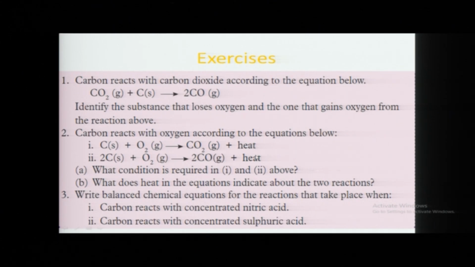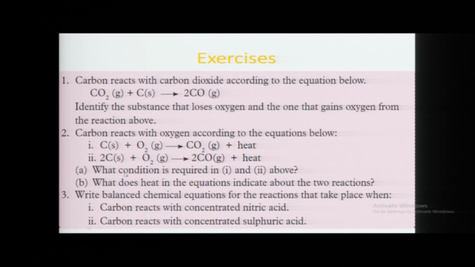It is an exothermic reaction. Remember, I have exothermic reactions and endothermic reactions. So whenever you see this heat in any equation, in any reaction, know that this reaction is exothermic. There is production of heat. So go back to the question. Carbon reacts with oxygen according to the equations below. Those are two equations: the formation of carbon dioxide and the formation of carbon monoxide.